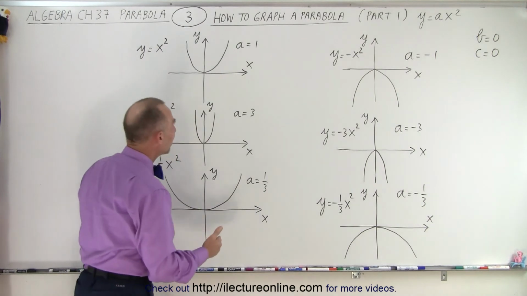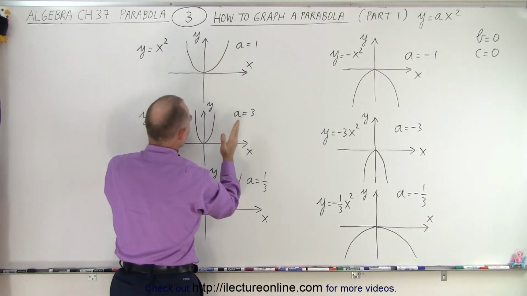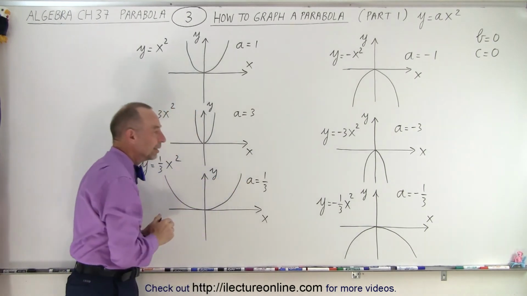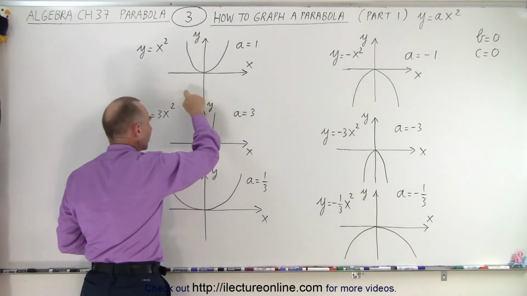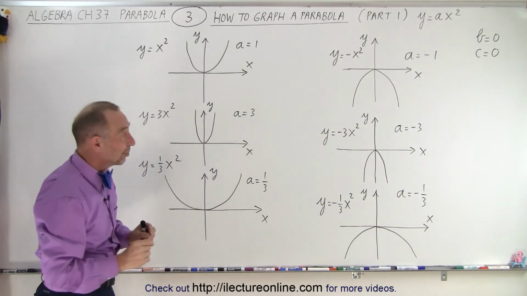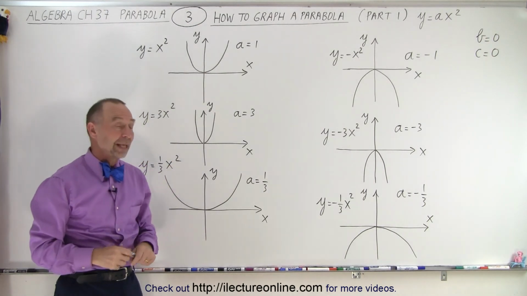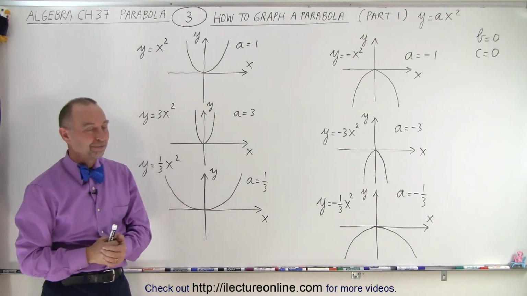So you can see, if a is 1, it will look like this. If a is bigger than 1, it'll be skinnier. If a is smaller than 1, the parabola will be wider. Either it opens upward if a is a positive number, or downward if a is a negative number. And again, if b and c are 0, the vertex will always be at the origin. And that is how you draw these kinds of parabolas.